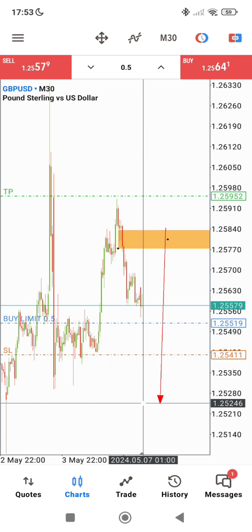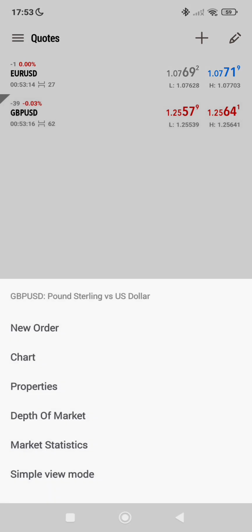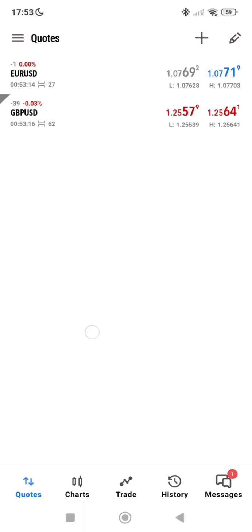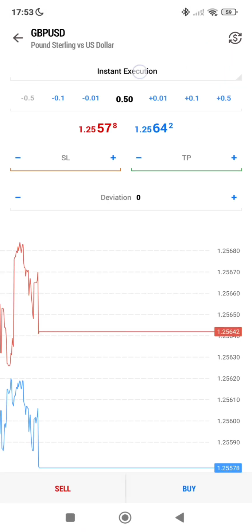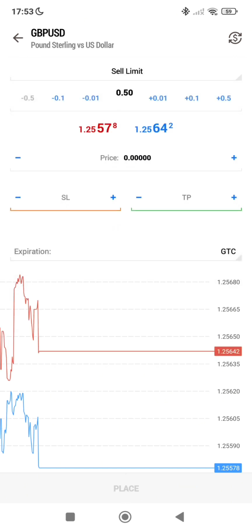Now you go back to quote again. This time you click on GBP USD, you press and hold, you press on new order. Now you press on instant execution again over here, and then you press on sell limit because you are selling above the current market price. I hope it is understood.